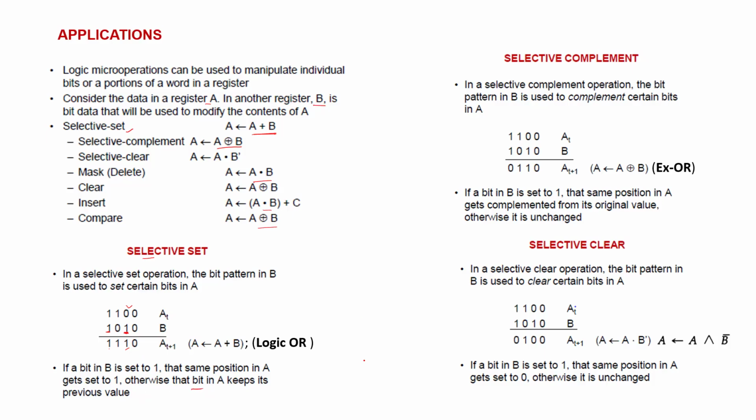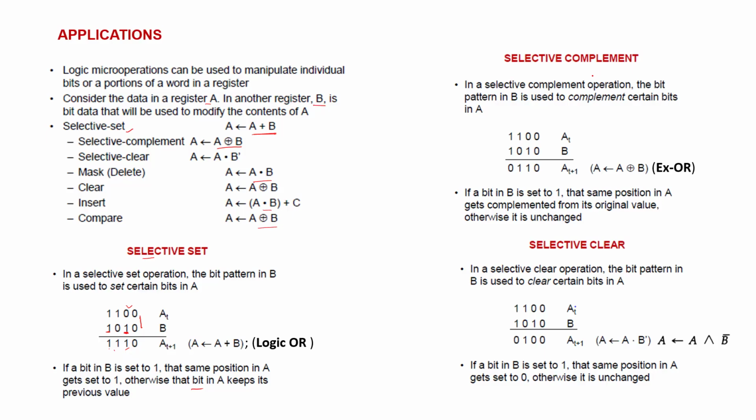In this case, which operation is performed? Logic OR. You can see here 0 OR 0, both inputs are 0, output 0. OR gate: 0, 1 gives 1; 1, 0 gives 1; 1, 1 gives 1. So OR gate means if any input is high, the output is 1, otherwise the output is low.